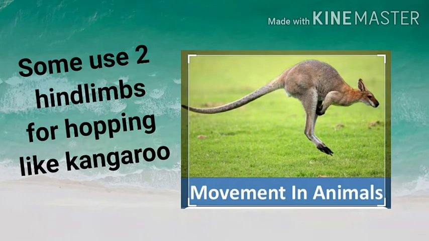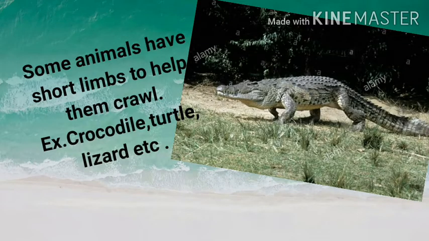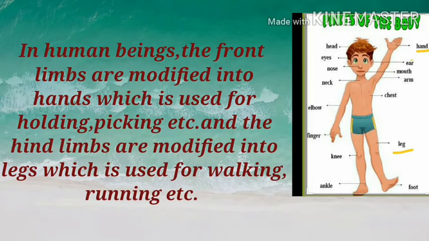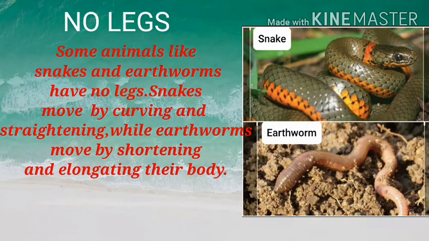In case of the crocodile turtles, they have short limbs which help them crawl on the ground. In human beings, the forelimbs are modified hands and the hind limbs are modified legs. So hand we are using for picking, holding and many purpose. Legs are being used for walking, running, jumping, etc. Some of the animals don't have legs, so they just crawl. Snakes, earthworm.